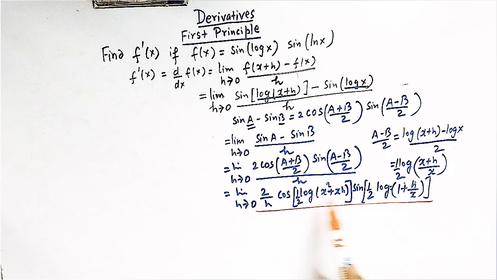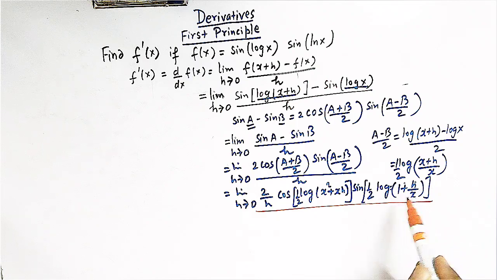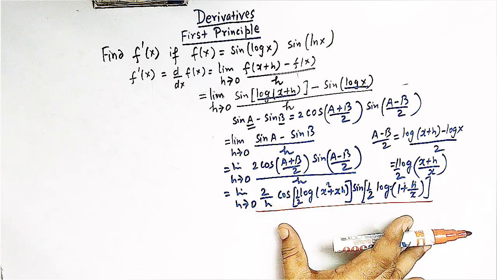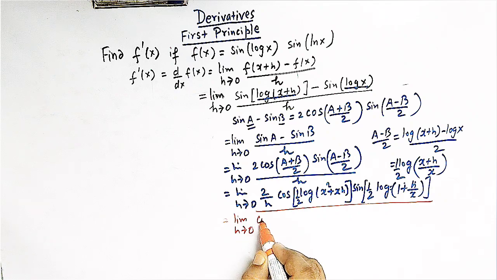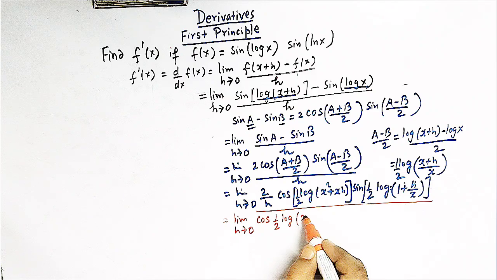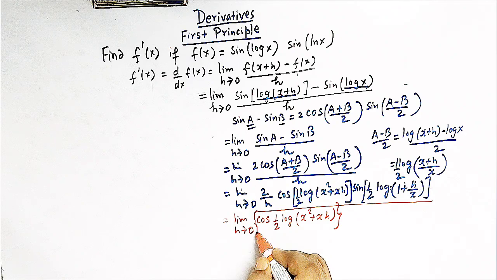Now here we have three terms. First one is 2 over h. Then we have cos of half log(x² + xh). And then we have sine of half log(1 + h/x). So here what we will do, we'll first write this expression like this. That is, we can now write limit h tends to 0. First we'll take this term, that is cos of half log of (x² + xh). So this is our first term.